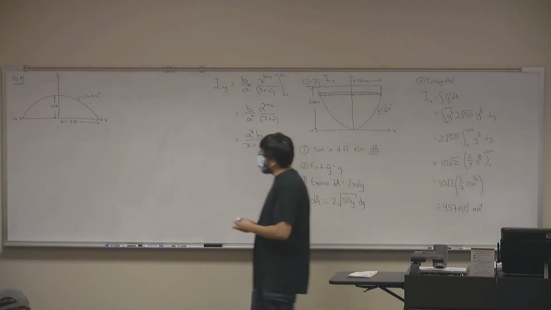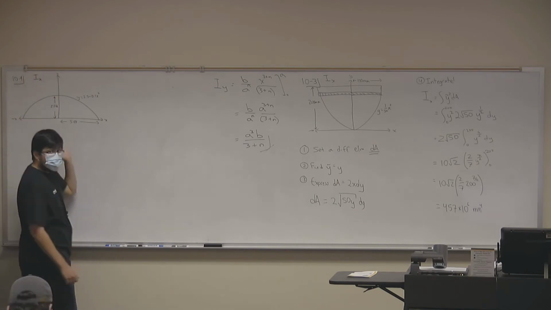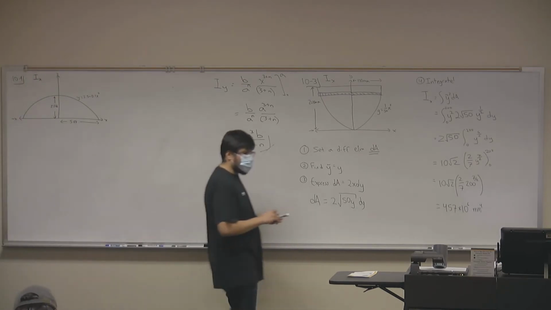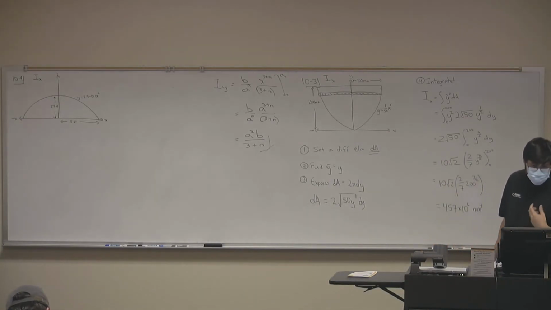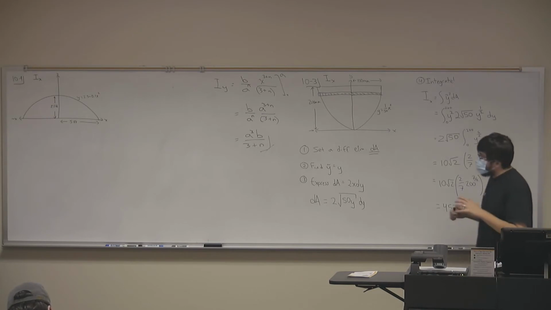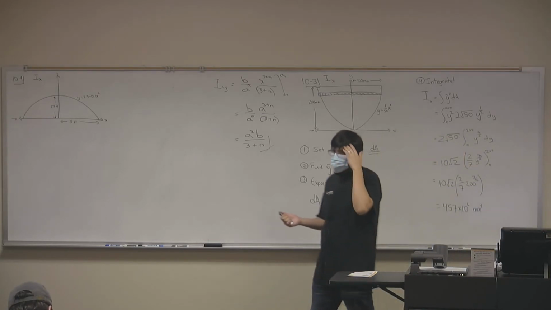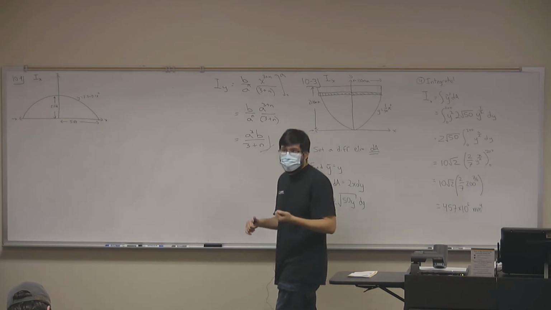Step number 1, moment of inertia about the x-axis, okay? And we're going to solve it in two different ways. We're going to solve it by using an element that has a thickness of dx and using an element that has a thickness of dy. Let's start with what we already know, the element with thickness of dy. That way we can warm up a little bit and know what answer to expect, okay?